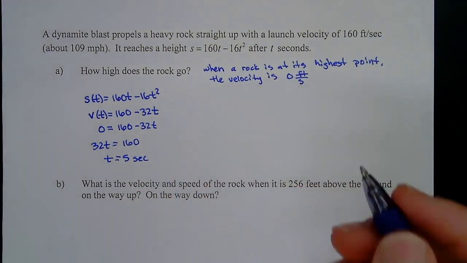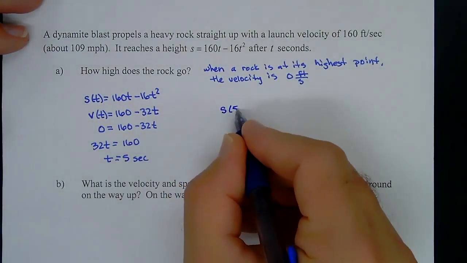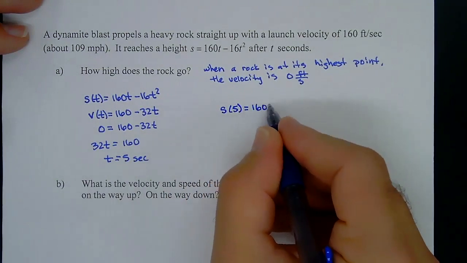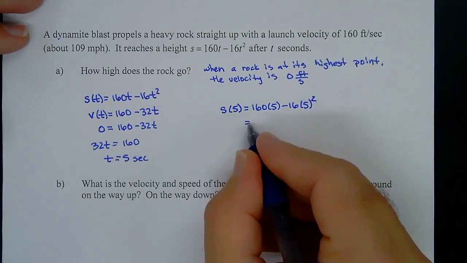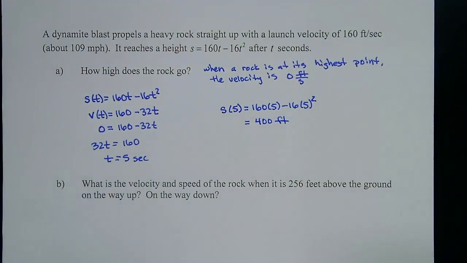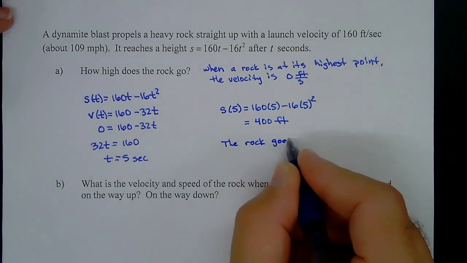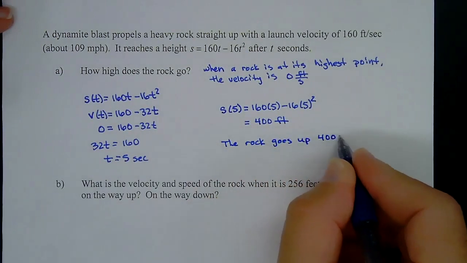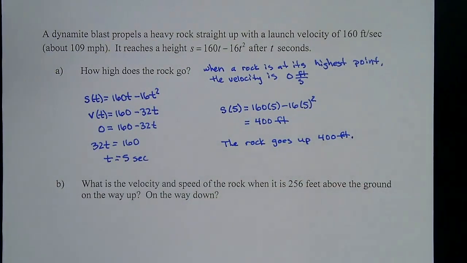All right, so now what is that highest point? Well, because I have the time it reaches it, I can put it into this function. So S of 5, and I get 160 times 5 minus 16 times 5 squared, which winds up giving you 400 feet. Okay, so the rock goes up 400 feet into the air. That's pretty high. If a story is 10 feet, that's a 40-story building. Okay, all right, end with that question. Okay, let's go to the next one.